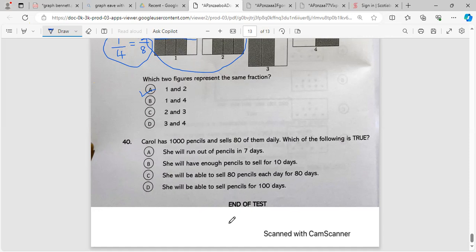Carol has 1,000 pencils and sells 80 of them daily. Which of the following is true? A: She will run out of pencils in 7 days. B: She will have enough pencils to sell for 10 days. C: She will be able to sell 80 pencils each day for 80 days. D: She will be able to sell pencils for 100 days.